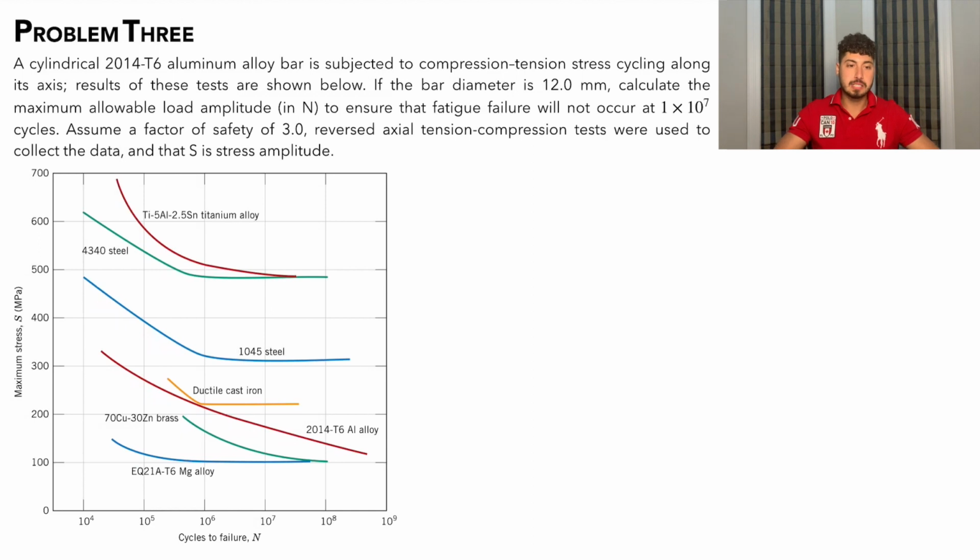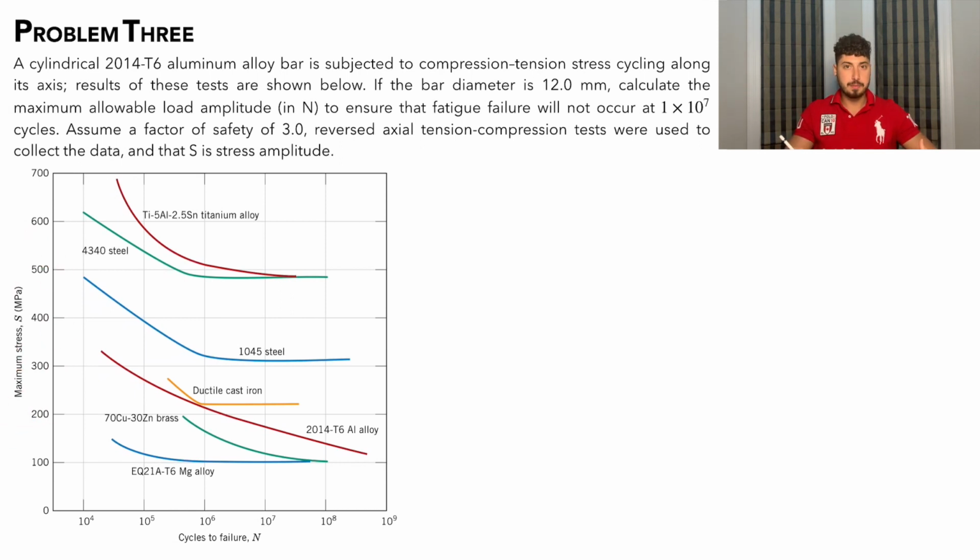So problem 3 says, a cylindrical 2014 T6 aluminum alloy bar is subjected to a compression tension stress test cycling along its axis. The results of this test are shown in the figure below. If the bar is of diameter 12 millimeters, calculate the maximum allowable load in newtons to ensure that fatigue failure does not occur at 1 times 10 to the 7 cycles. You are to assume a safety factor of 3 and that reversed axial tension compression test was used to collect the data and that the S in the figure is stress amplitude.